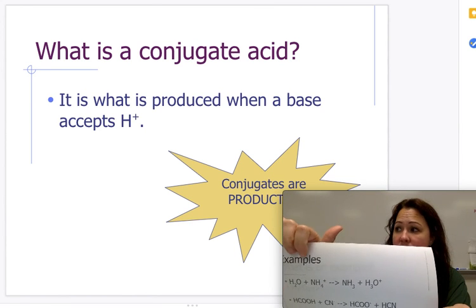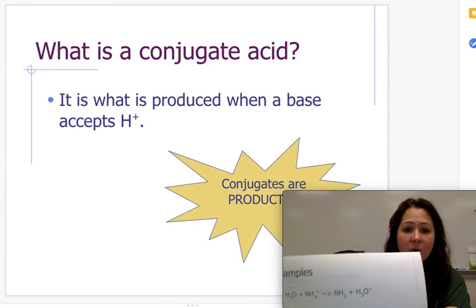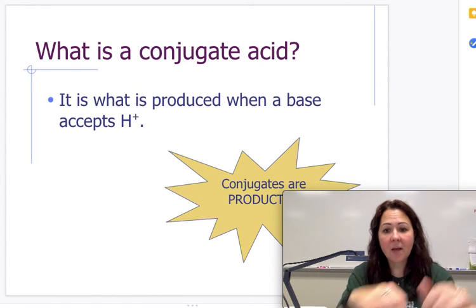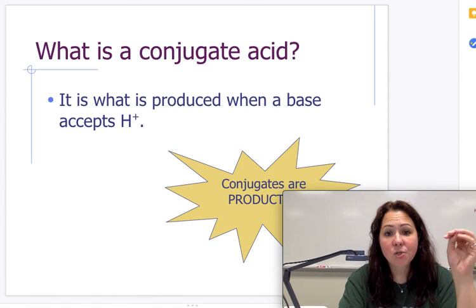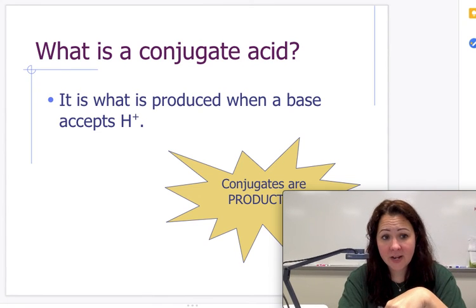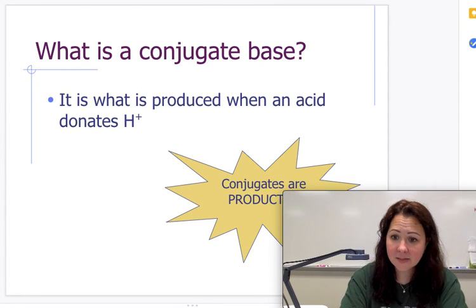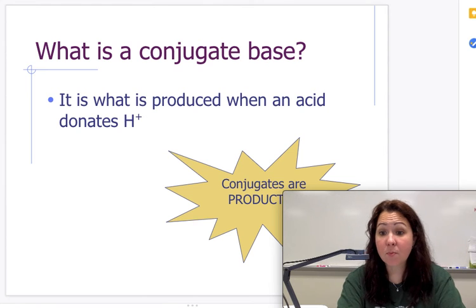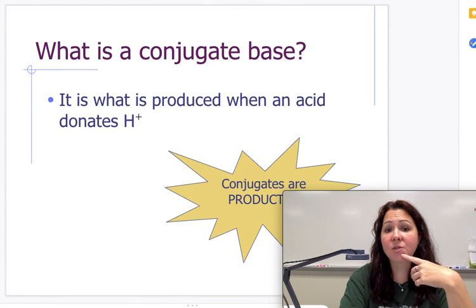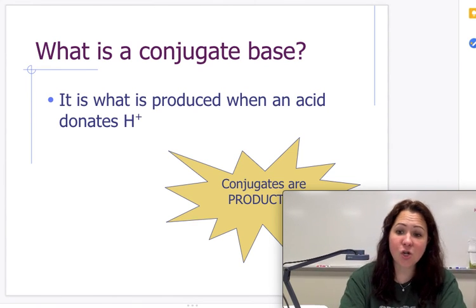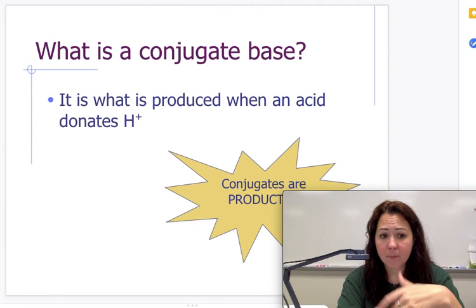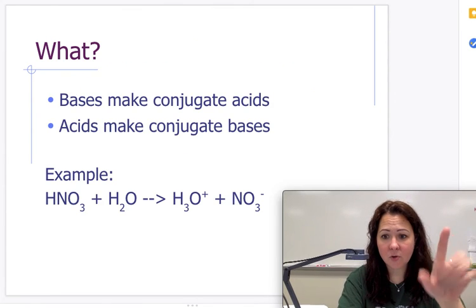The acid and the base are on your reactant side. Your product side is always going to be your conjugates. Conjugates are products. So bases make conjugate acids. Acids make conjugate bases. So it's the product of what happens when you have that acid and it donates away the hydrogen. It does get easier, I promise.